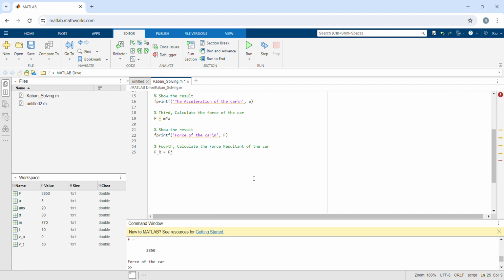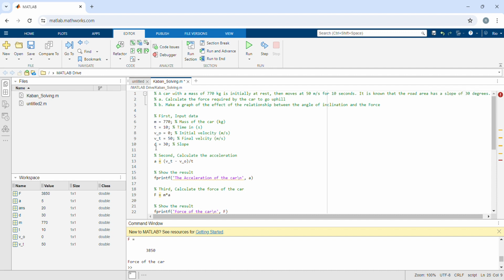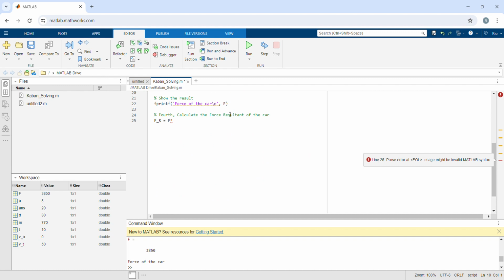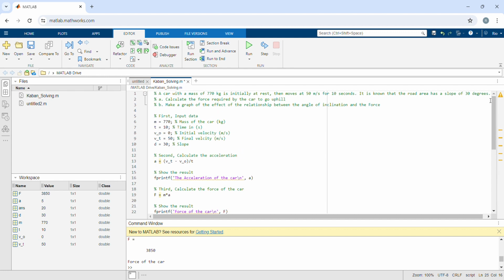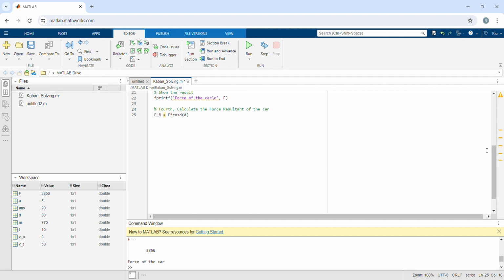the slope. We have noted the slope before. The slope is symbolized by D. So F times cos D. Don't forget to write the cos formula, because we know that if the car moves in a horizontal path, of course we need cos to calculate the force.